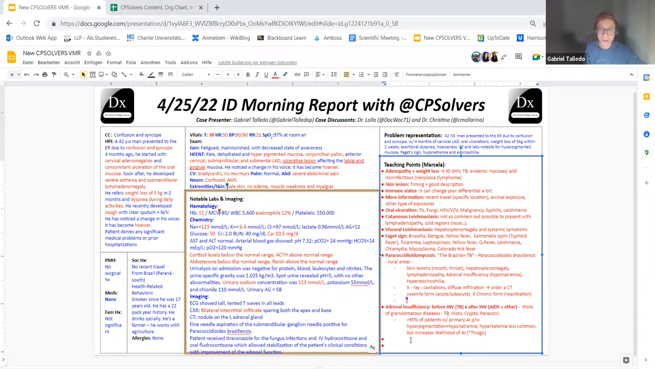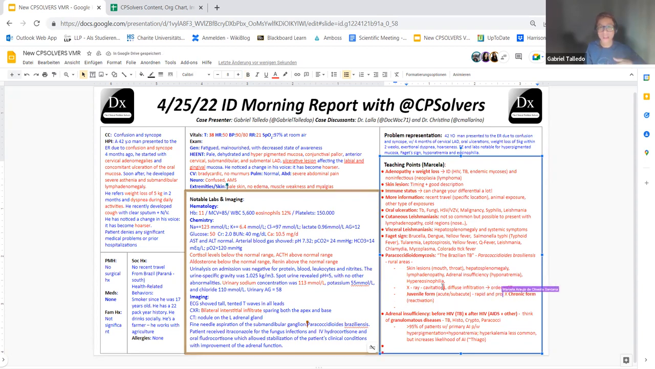So what I learned about paracocci is that basically we have these two forms of manifestation, the juvenile acute and the adult chronic. The younger patients present with a very rapid and progressive course of the disseminated disease, compromising the reticuloendothelial system, the spleen, the liver, and they can also present with disseminated lymphadenopathy. And this is very important to recognize because it carries high morbidity.